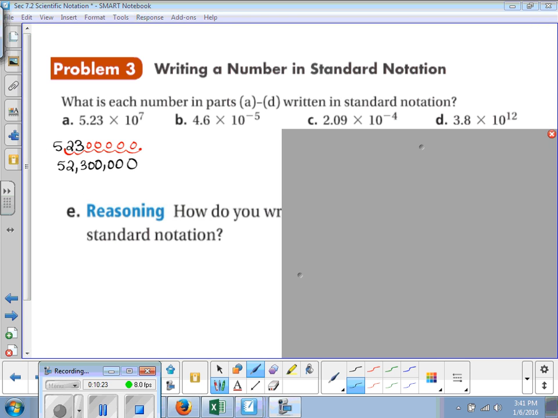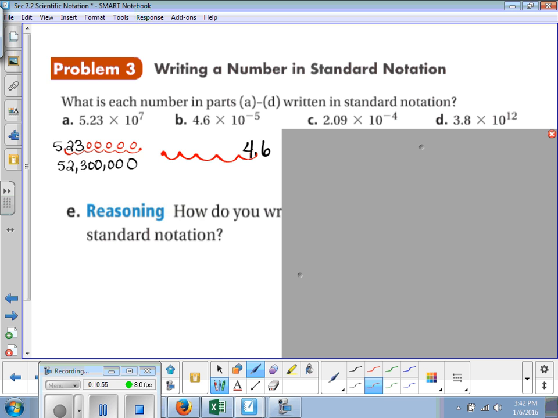For problem B, we have 4.6 times 10 to the negative fifth. Am I going to end up with a big number or a small number? Small number. Why are we going to end up with a small number? Because we have a negative exponent. Very good. So we're going to start with our first something, which is 4.6. And we're going to move that decimal. Which direction? Left or right? To the left. How many times? 5. 1, 2, 3, 4, 5.